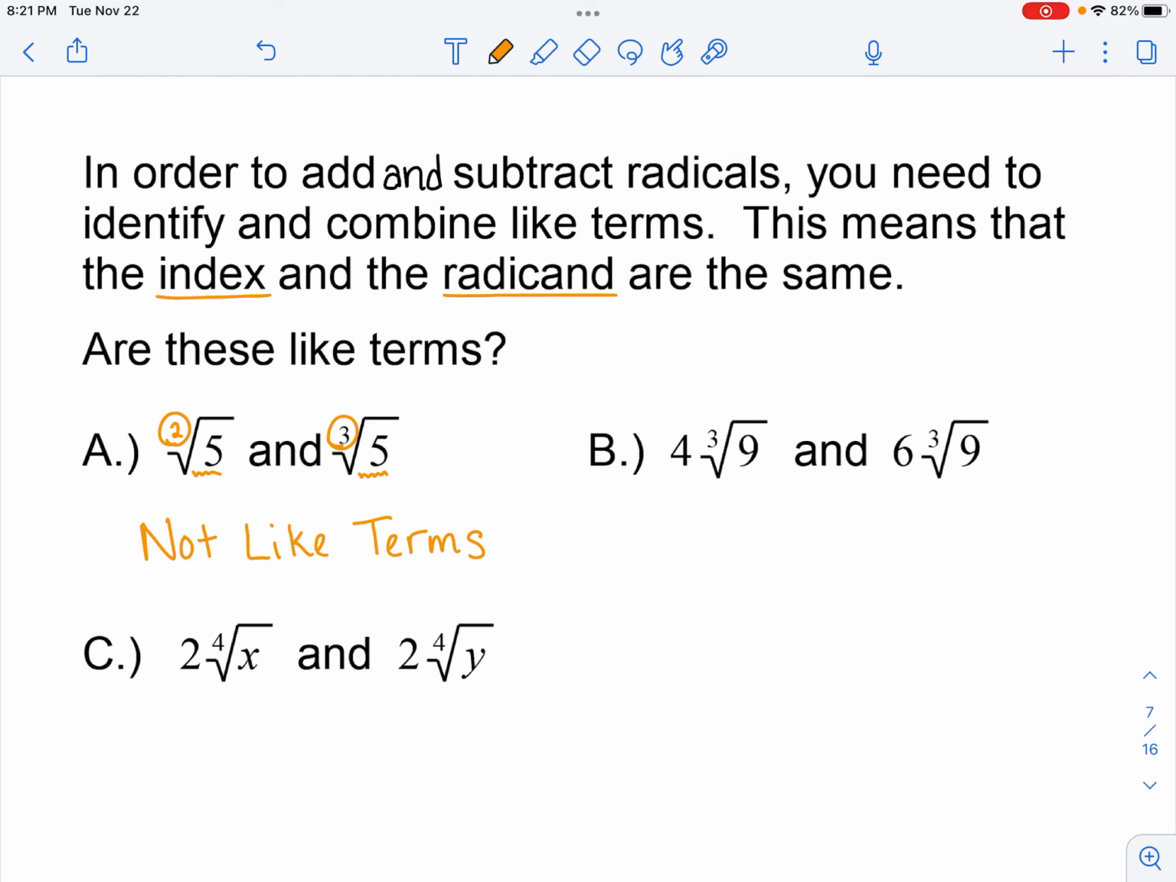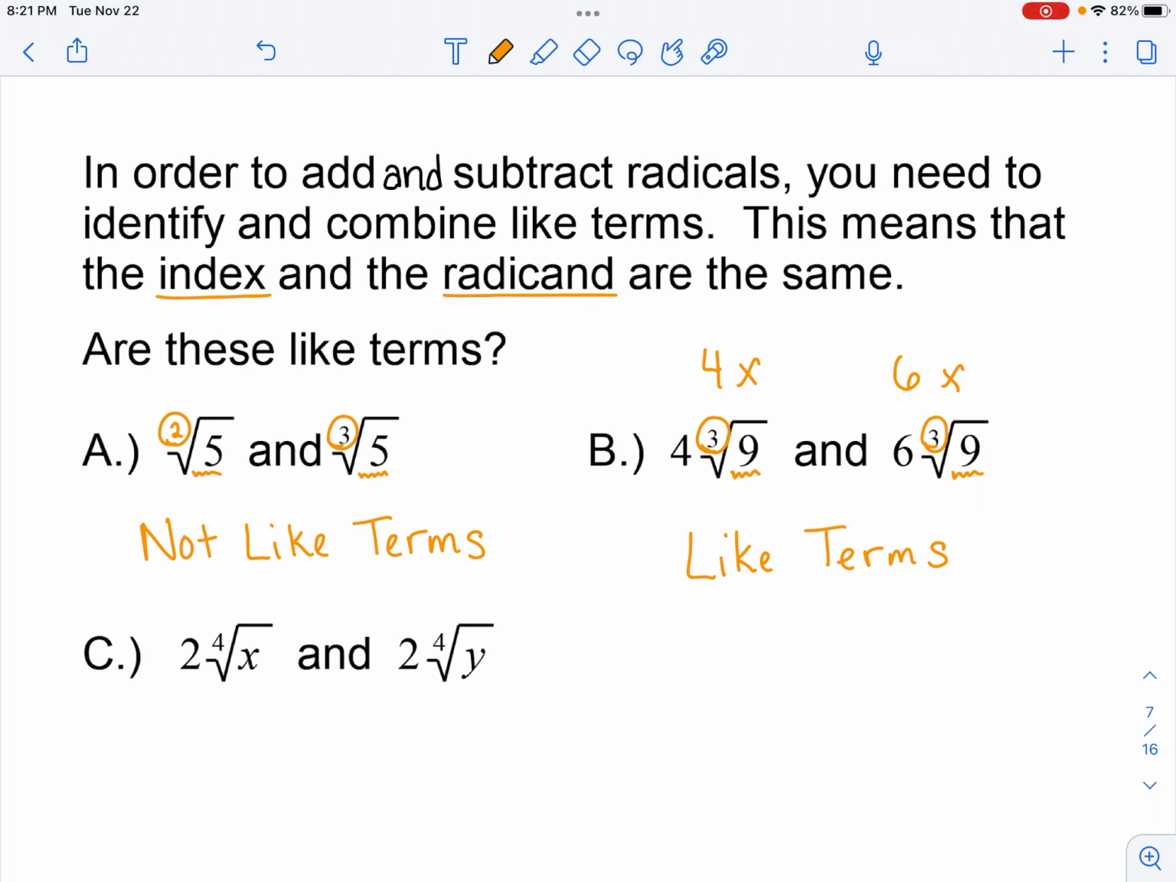Now I take a look at B. The radicand is 9, the radicand is 9, the index is 3, the index is 3. So these are like terms. They are both cube roots, and they are both a cube root of 9. This is like having something like 4x and a 6x. The 4 and the 6 are just coefficients in front. They do not impact the ability to have like terms.